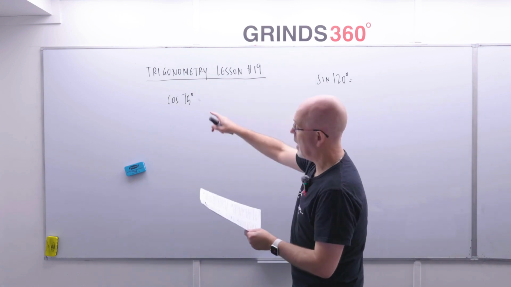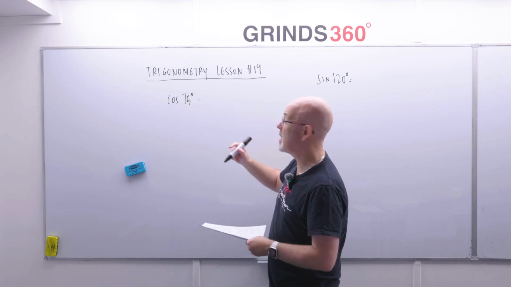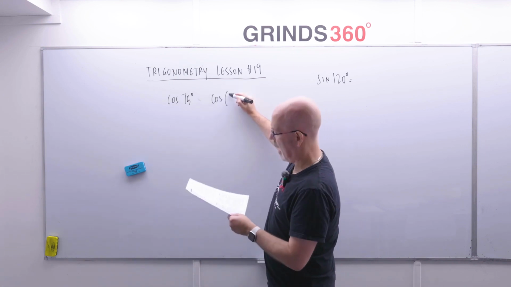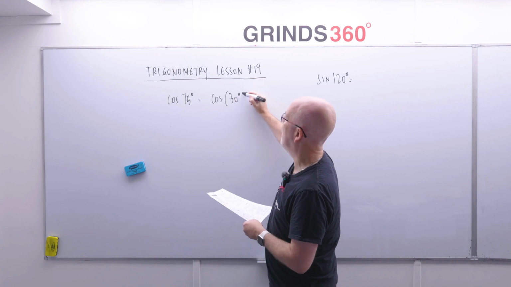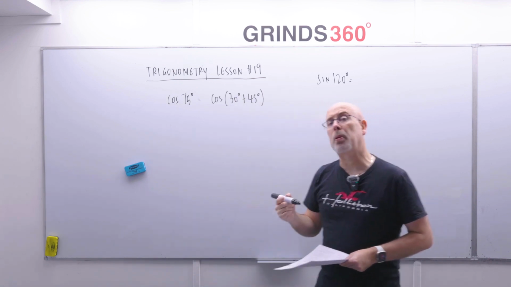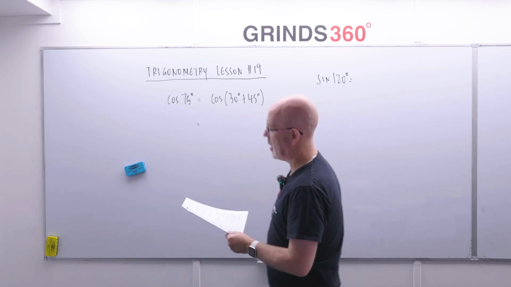Okay, so here's the next one, cosine 75 degrees. Again, the only way I can make up 75 degrees is 30 and 45. So I'll write that as cosine 30 degrees plus 45 degrees, order doesn't matter. Okay, like that. And then I'll use the cosine A plus B formula from page 14.